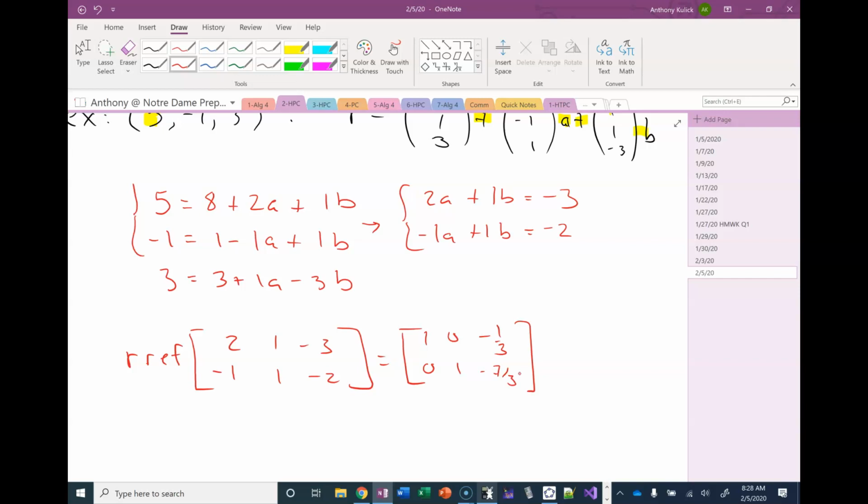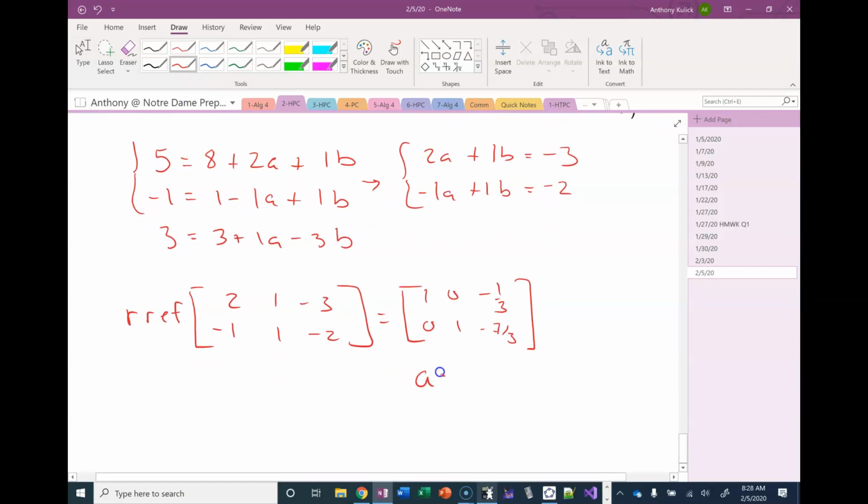Is everybody okay there? So what this tells me then is my solution for A is negative 1/3, and my solution for B is negative 7/3. So Mr. Cook, you could pick any two of those. Yes, but we still have one little thing left to do here.